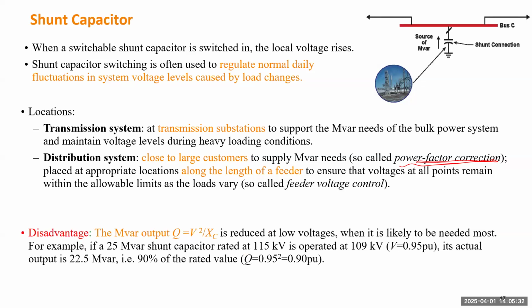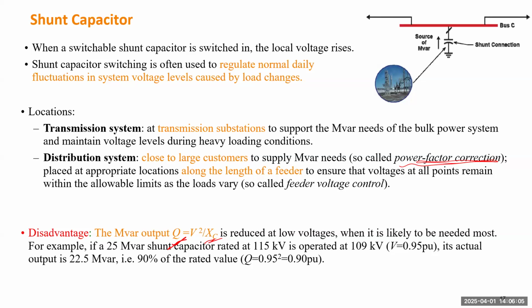A disadvantage of the shunt capacitor is that, even though it can be considered a source of VAR, the value of the VAR depends on the voltage as a quadratic function. Because the capacitor itself is basically still an impedance, a reactance. If that reactance is constant, the Q will depend on the voltage magnitude squared divided by that reactance.